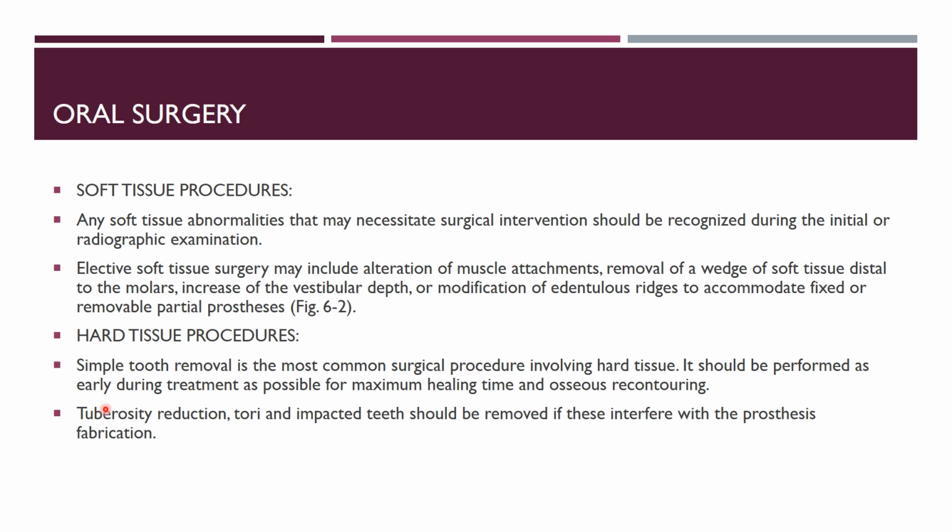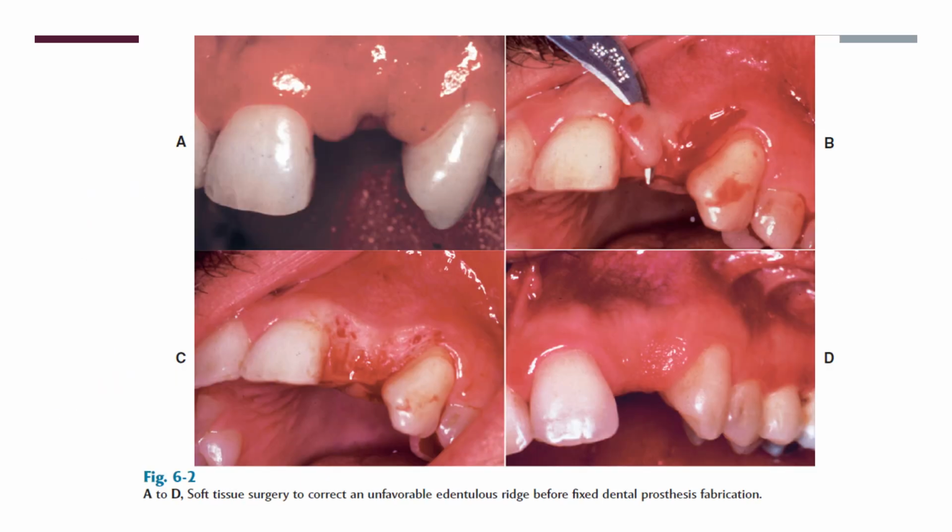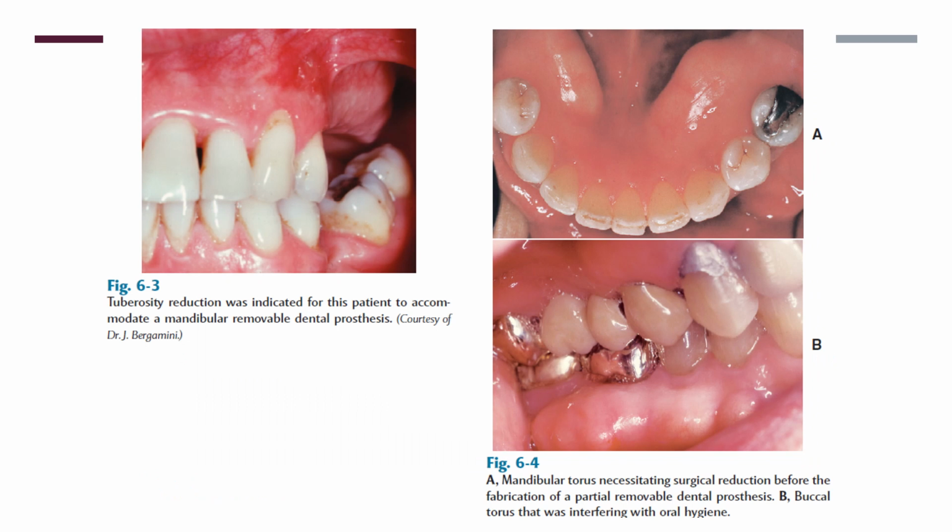Examples here will be tuberosity reduction, tori removals, and impacted teeth removals. Here you can see this is soft tissue surgery. We are correcting the ridge surface. You can see bulbous areas of gingiva. Here they're doing a surgery and correcting the space so we can put an FPD. This is soft tissue surgery.